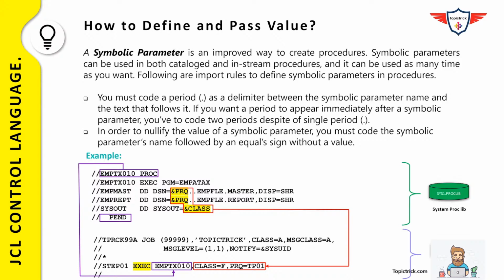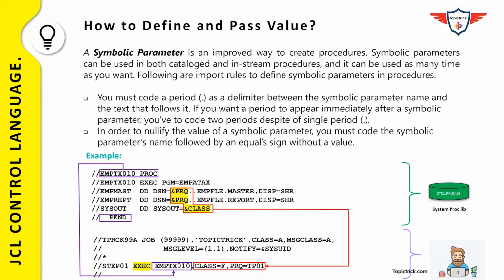You might be wondering why I'm not using an ampersand when I'm passing the value to these symbolic parameters. The answer is that whenever you define or use symbolic parameters in your procedures, you are required to specify the ampersand. But when you pass values to these symbolic parameters from your JCL, you are not required to use the ampersand. So you have to follow the same practice the way I've just showcased in this example.